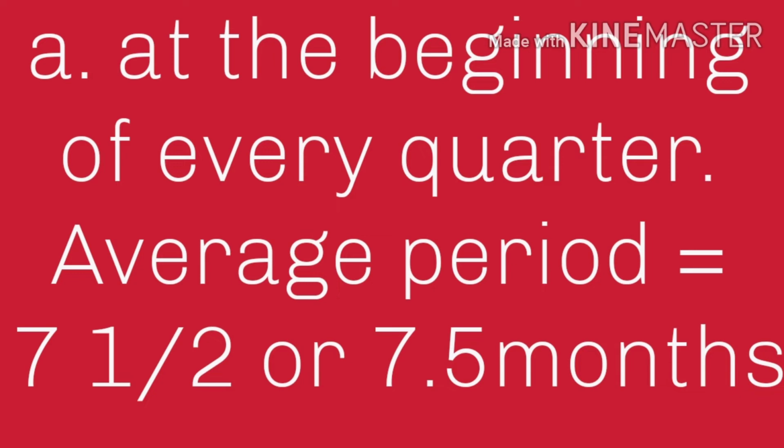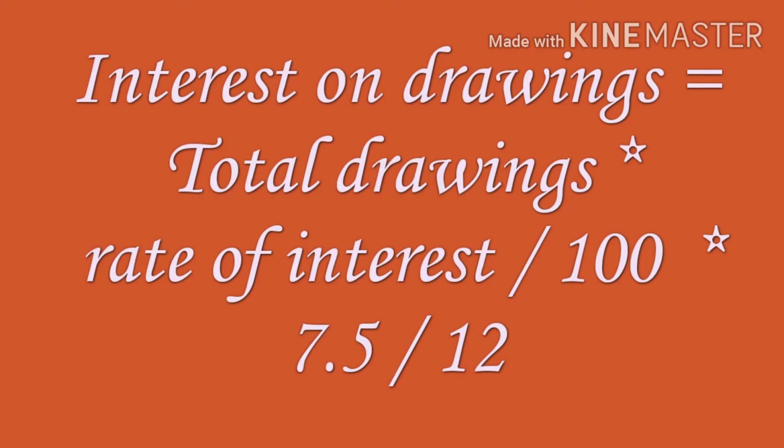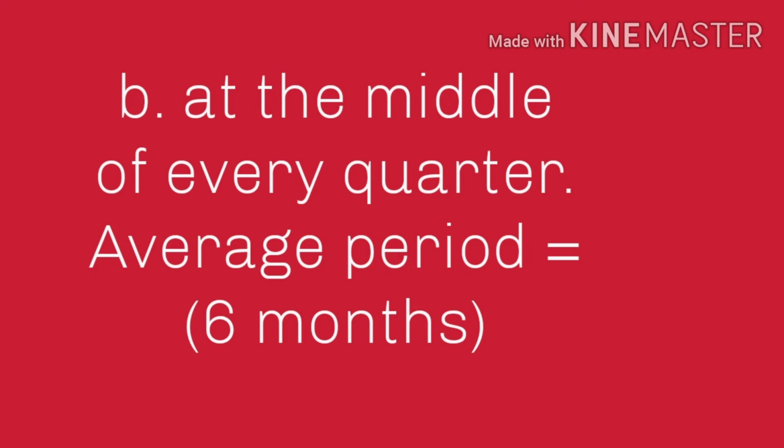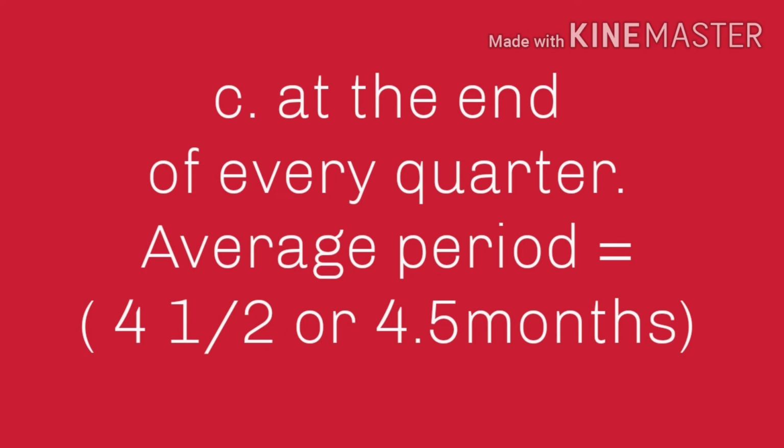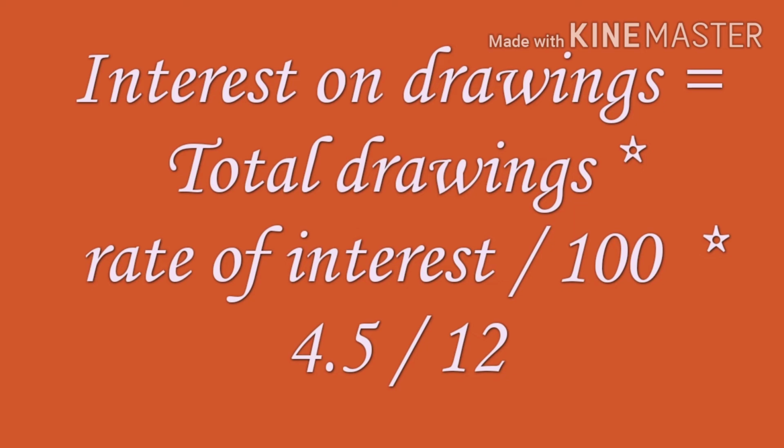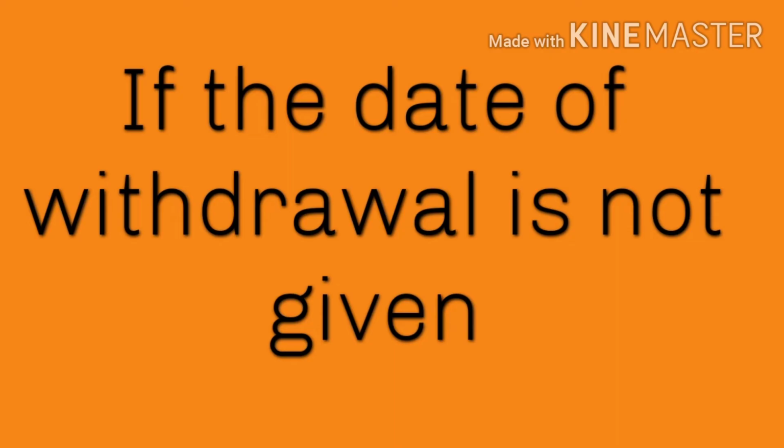If drawings are made at the beginning of every quarter, the average period is to be taken as 7 1/2 or 7.5 months, and we are substituting it in our equation: total drawings into rate of interest divided by 100 into 7.5 divided by 12. Second case, when the drawings are made at the middle of every quarter, our average period is 6 months. The third one, when the drawings are made at the end of every quarter, our average period is 4.5 or 4 1/2. In some questions, the date of withdrawal may not be specified. In that case, interest is calculated for a period of 6 months.